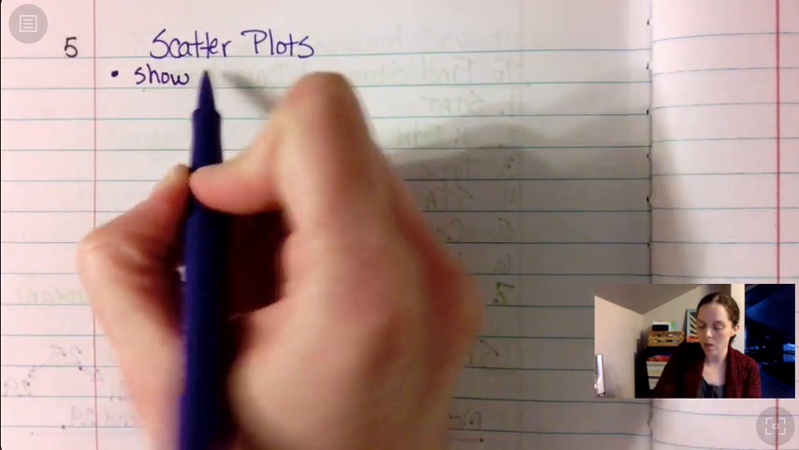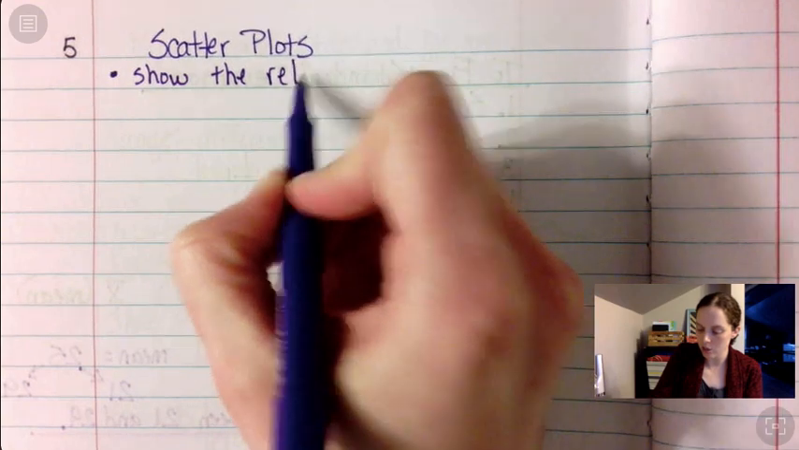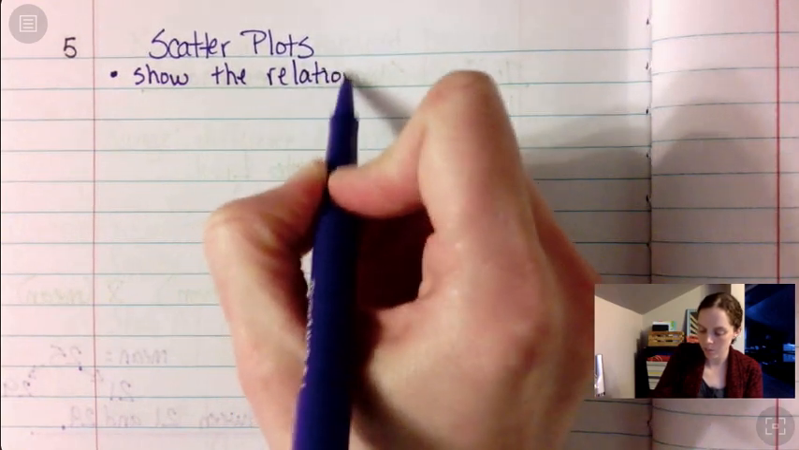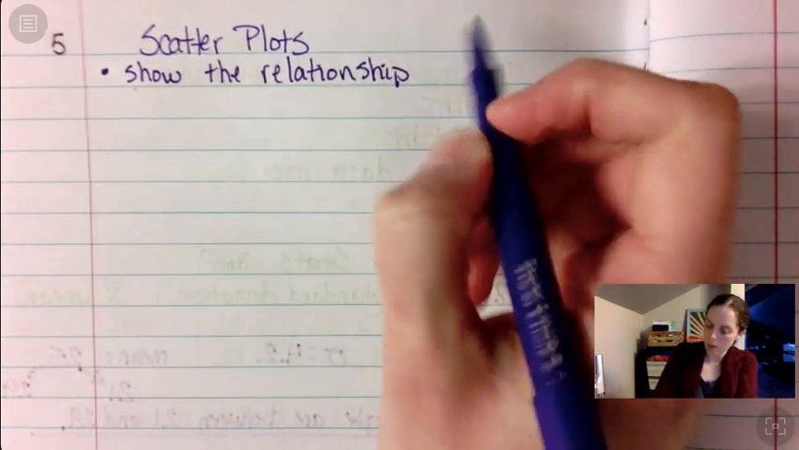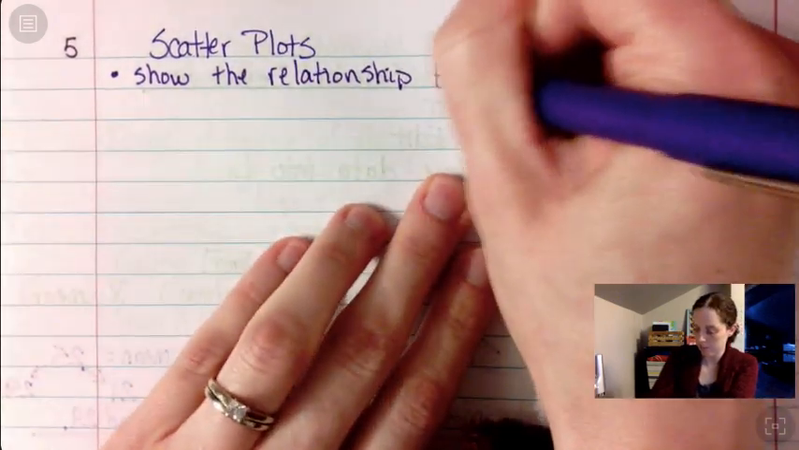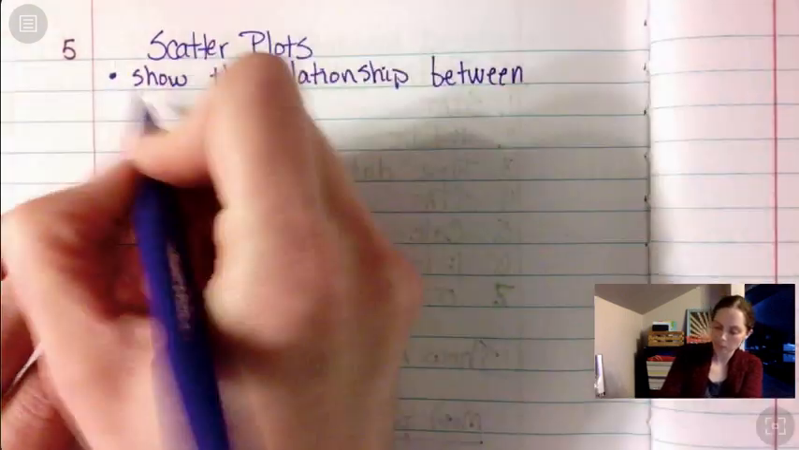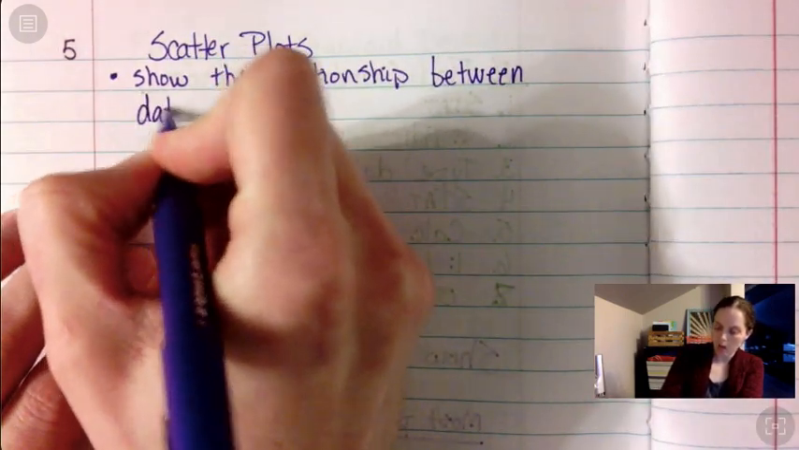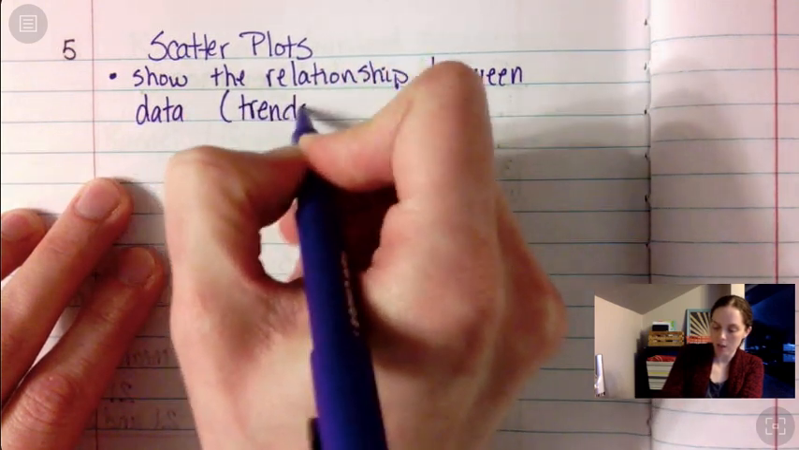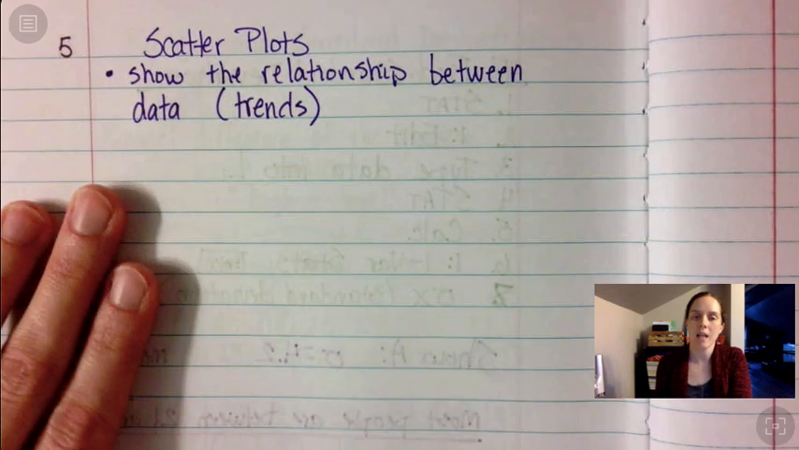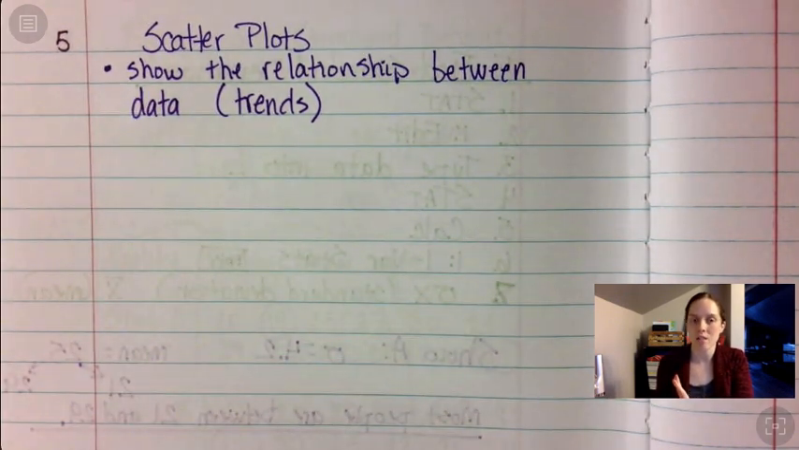So scatter plots show the relationship between data. Okay, and we call these trends. So you might have heard that before, like you look for trends in the data. The big thing is we're going to be having two sets of data, okay?